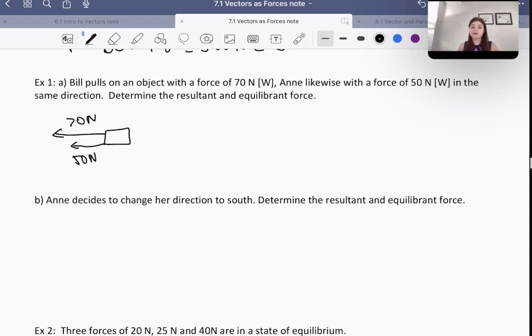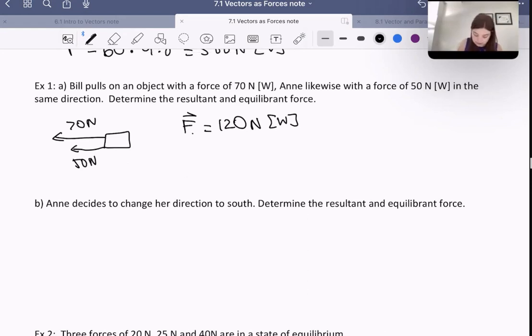Okay, so let's talk about that. Well, what's our resultant force? What results from this? Since they're both being pulled in the same direction, the resultant is going to be 120 newtons to the west, right? Very, very simple. We just add 70 plus 50. Now, it would not be this if they were going in different directions. It might be something else then, but because of the same direction, we can just add their forces together and say 70 newtons plus 50 newtons is 120 newtons, and there we go.